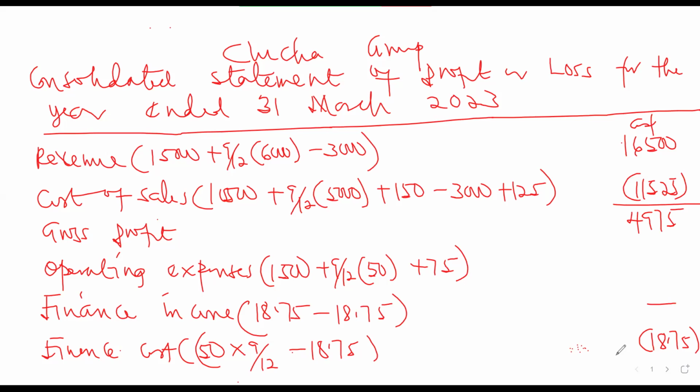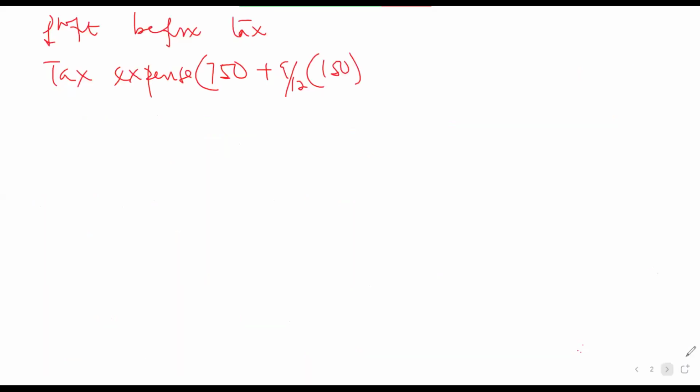Let's come to the operating expenses now. 0.75 multiplied by 50 plus 75 plus 1,500. I'm getting 1,612.5. Is that confirmed? Yeah. Okay, so we can now find our profit, plus 18.75 minus 4975. Profit before tax is 3343.75.